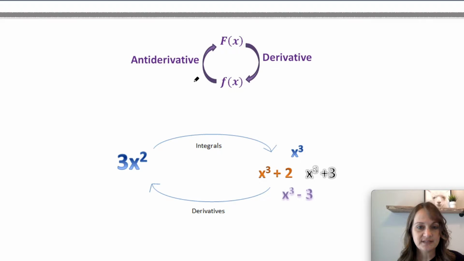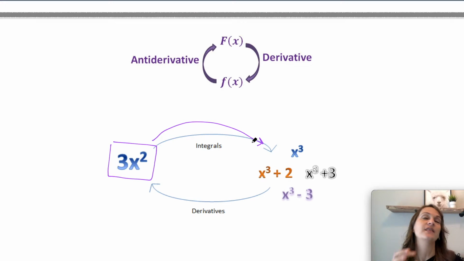The reason the plus c comes in handy is because, for example, say we have 3x squared and we want to know the antiderivative, like what function, when you take the derivative of it, gives you 3x squared, which is the same thing as the integral. When you see the word integral, it basically means antiderivative. So you're saying this is the derivative, what was the original function?